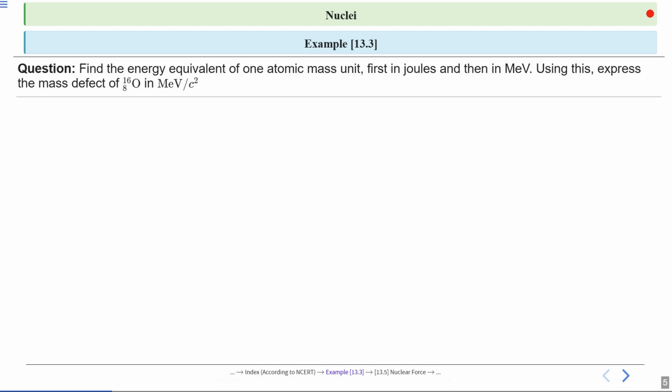Notice how the question then asks us to use this energy equivalent to express the mass defect of an oxygen-16 nucleus in units of mega electron volt per c square. The mass defect is the difference between the mass of the separated nucleons and the actual mass of the nucleus.